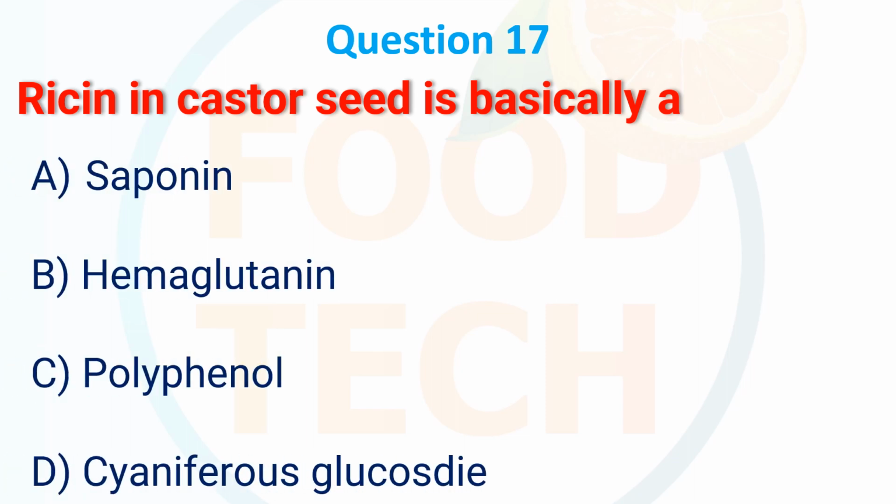Ricin in castor seed is basically A. Saponin, B. Hemagglutinin, C. Polyphenol, D. Cyanoferrous gluconoside. The answer is hemagglutinin.